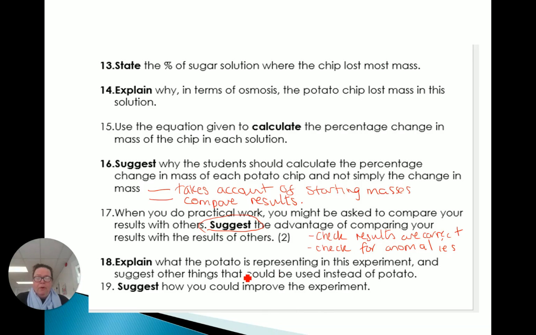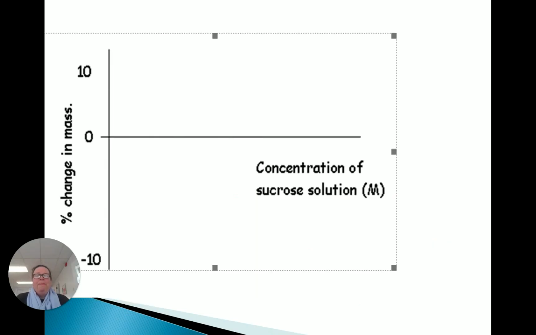Right, last little bit here. What is the potato representing in this experiment? And what could be used instead of a potato? So I've named some already. And what's the potato representing? It's the cell. So it's got lots of cells. Suggest how you could improve. I would suggest to you, if you can't think of anything, always put repeat and calculate a mean. Okay, don't just put repeat because that won't get you a mark, but repeat and calculate a mean will. So I think I've gone through every possible scenario question for the osmosis practical there.